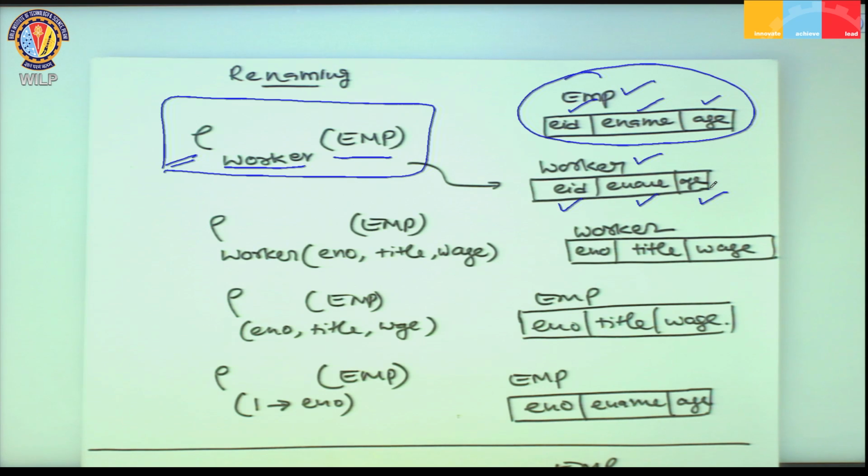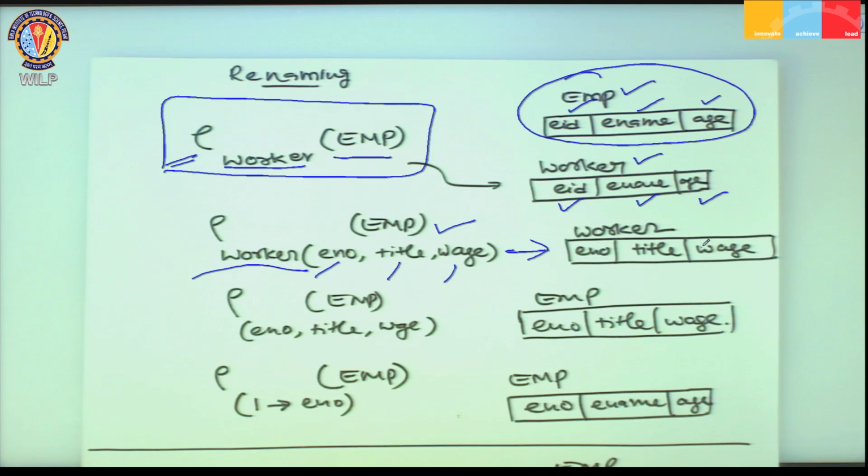And if I wish to change the name of the relation as well as the names of the attributes, I can specify it like this. Employee is the original relation name, and I would like to change it to worker, and the first attribute would be E number, the second will become title, and the third one I would like to be W age, that is worker's age. The result of this is going to be like this. The attribute names as well as the relation name have changed after applying this renaming statement.